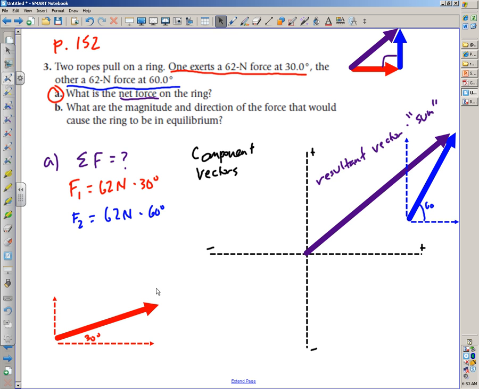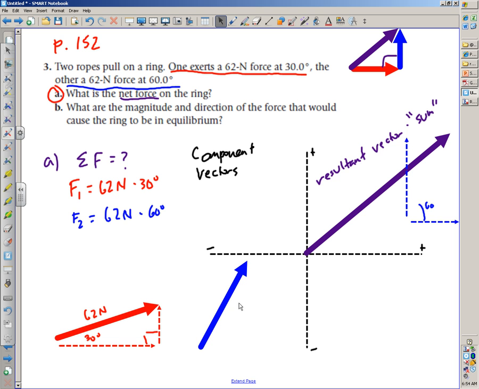So, we know that this is 62 newtons, and that 62 newtons is a combination of both this horizontal vector and this vertical vector. And if you remember from last chapter, this is what we did, right? We slid this one over here like this. Now, because this is horizontal and this is vertical, this is a right angle. And now that 62 newtons is the hypotenuse of a right triangle. We can do the same thing for this blue force.